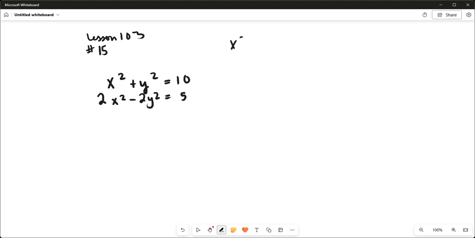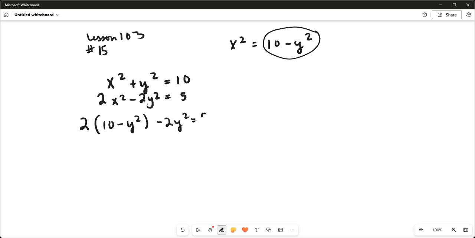So x squared is equal to 10 minus y squared. I'm just solving for x here, right? I'm changing that y to the other side of the board. So I'm going to substitute this into the second equation: 2 times the quantity of 10 minus y squared, minus 2y squared equals 5. I'm going to distribute. So that's 20 minus 2y squared minus 2y squared equals 5. I'm going to combine like terms. 20 minus 4y squared equals 5.